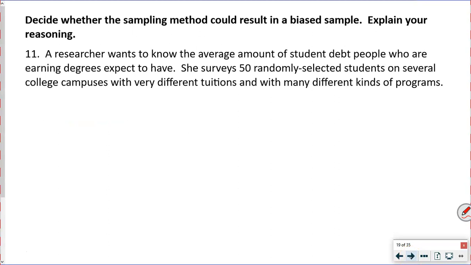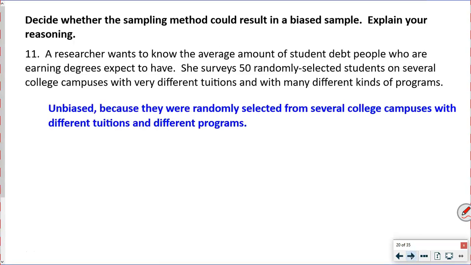So this one says, decide whether the sampling method could result in a biased sample. Explain your reasoning. So this is a researcher who wants to know the average amount of student debt people who are earning degrees expect to have. So she surveys 50 randomly selected students on several college campuses with different tuitions and with many different kinds of programs. So I would say this is unbiased because they were randomly selected from several college campuses with different tuitions and different programs. Remember, what determines bias is when something is over or underrepresented.